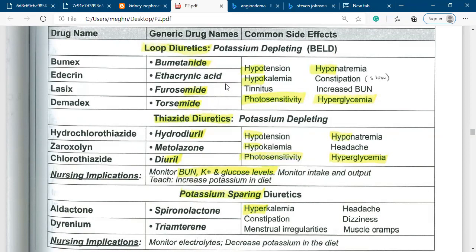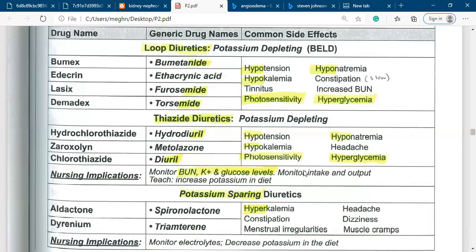So if your patient has to take loop diuretics or thiazide, like hydrochlorothiazide or chlorothiazide, we have to monitor kidney function tests, BUN, blood urea nitrogen. As you know, they cause hypokalemia, hyponatremia, so electrolyte monitoring is important. Potassium level monitoring is important. Hyperglycemia, so blood sugar level monitoring is important. Also monitor intake and output.